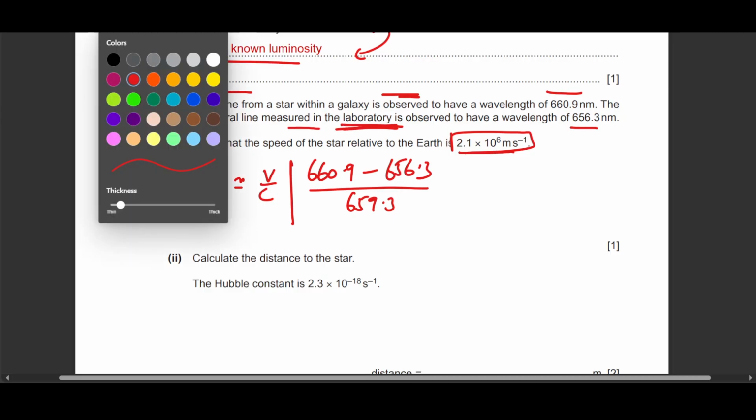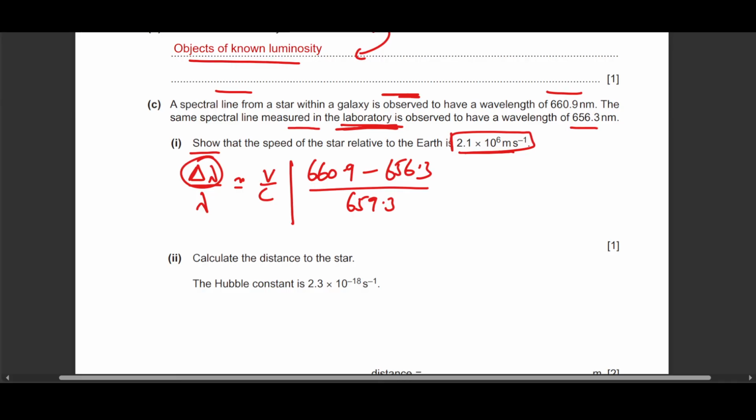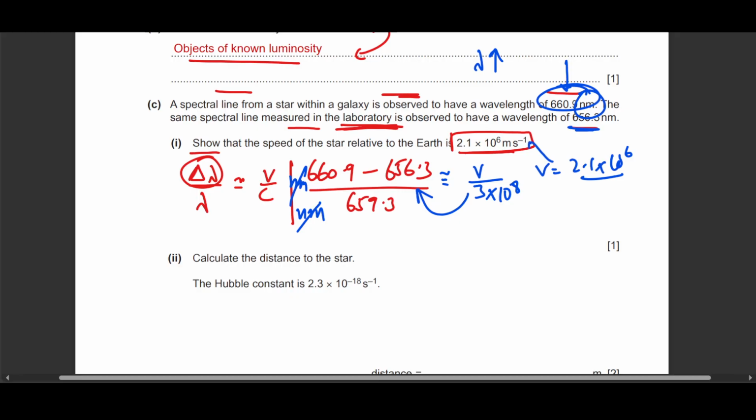It was observed on Earth, on the ground, right? From our star, which is the closest star to us, our own sun. And the same spectral line from the distant galaxy was observed at 660, right? And definitely, since we know that due to redshift the wavelength increases, this wave is coming from a distant star, and this wave is coming from a closer star. This is approximately equal to V divided by the speed of light, which is 3 into 10 to the power 8. You don't need to add the nanometers, because in the numerator that is nanometer, in the denominator that is nanometer, so it will cancel out. V comes out as 2.1 power 6, which is what we were supposed to show.